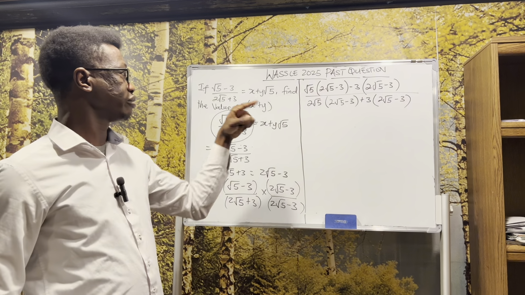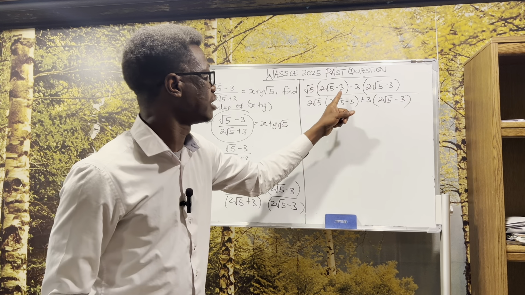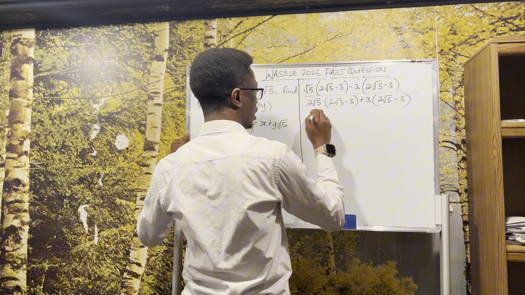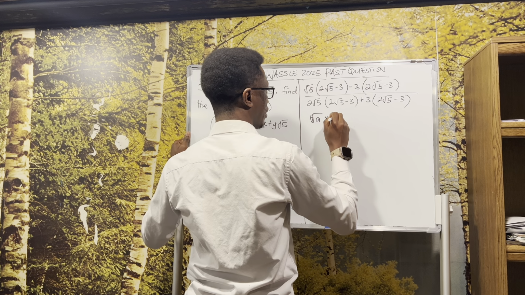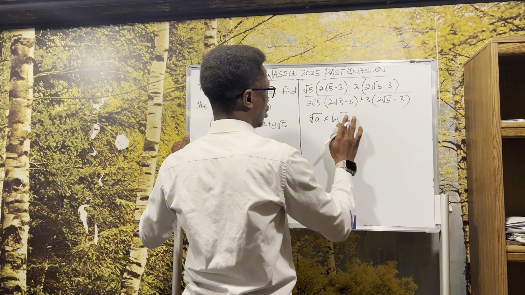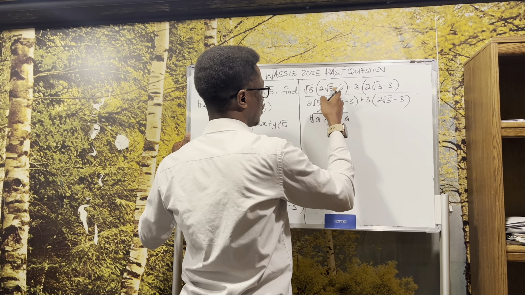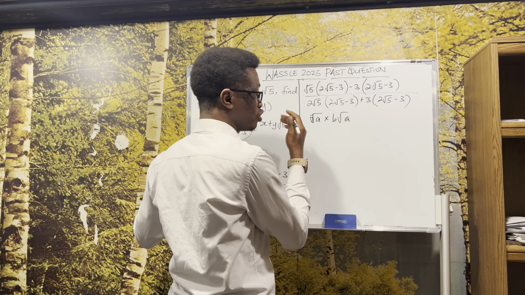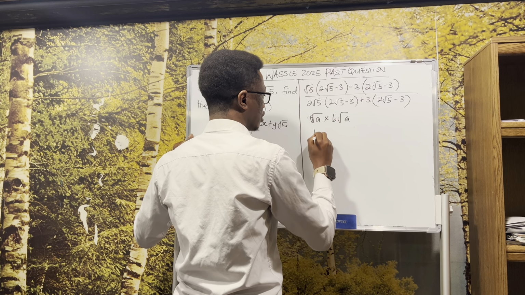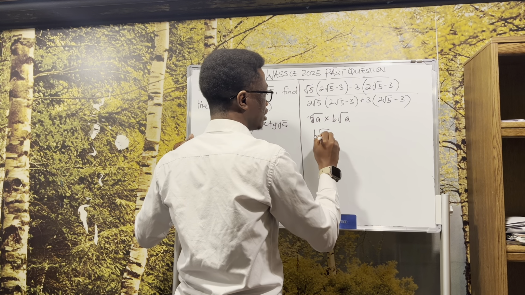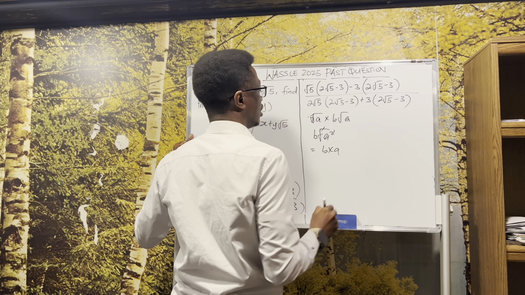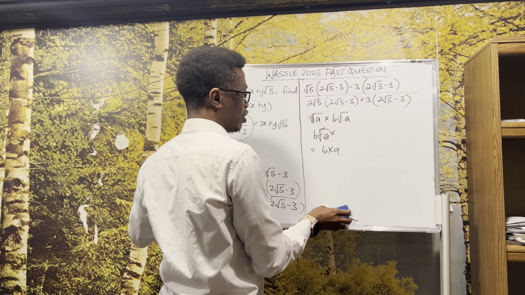Okay, so now let's multiply. There is a rule here. Let's assume these are letters: root A multiplied by B root C. B times 1 is just B, and root A times root A becomes A squared, so the root and the square cancel, and your answer becomes B times A. That's the same method we are going to apply here.